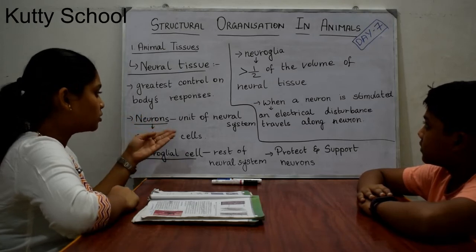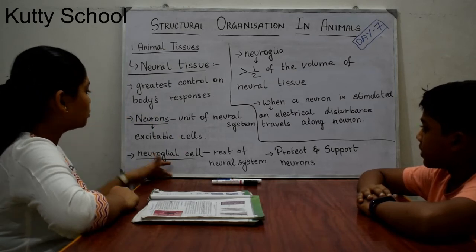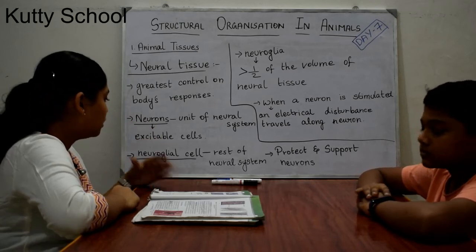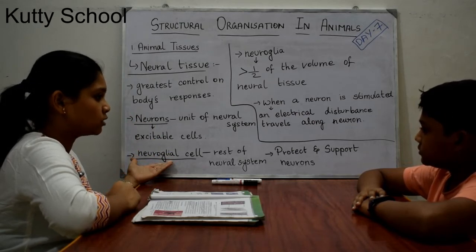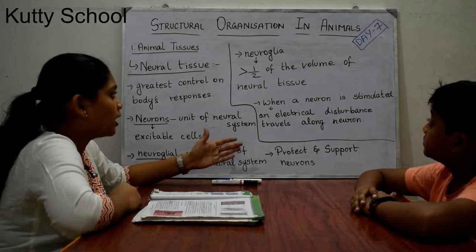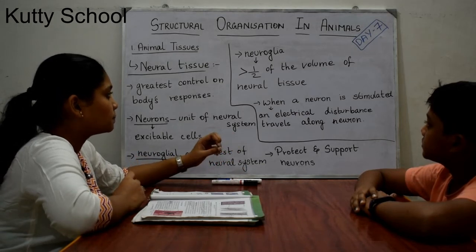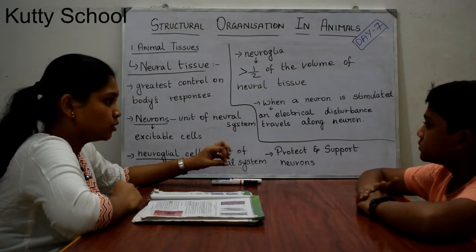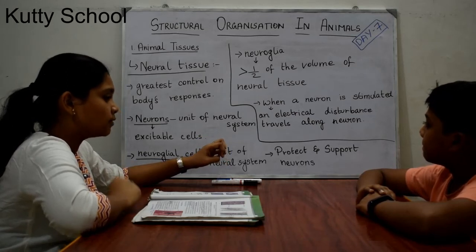Okay, so the neural system is composed of neurons and neuroglial cells. These neurons are excitable cells. And neuroglial cells are the rest of the neural system other than neurons. So they comprise the rest of the neural system. These neuroglia are present in more than half of the volume of neural tissue. So more than half of the volume of neural tissue is composed of neuroglial cells other than neurons.